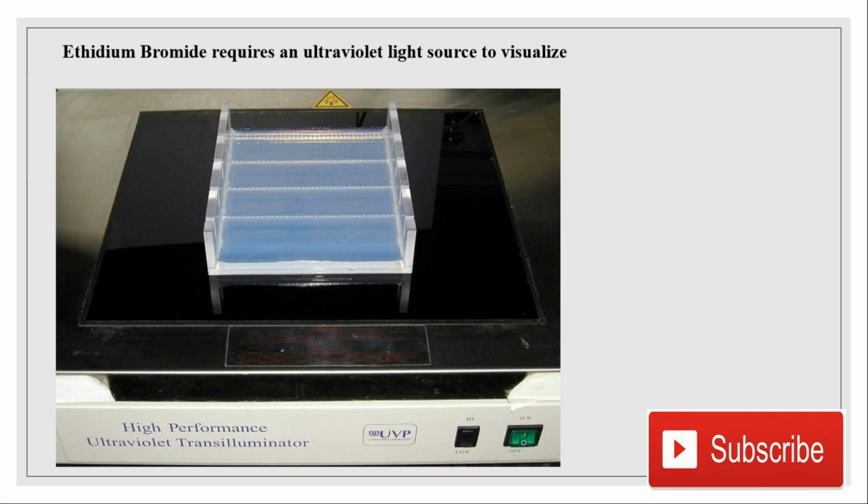So this is the final step: ethidium bromide requires an ultraviolet light source to visualize the bands on the gel. It will appear on this one. This is the high performance ultraviolet illuminator instrument that you can use. Many other instruments from other companies are also available, but it depends upon your budget and the other things that you have in the lab or in any other place that you need.